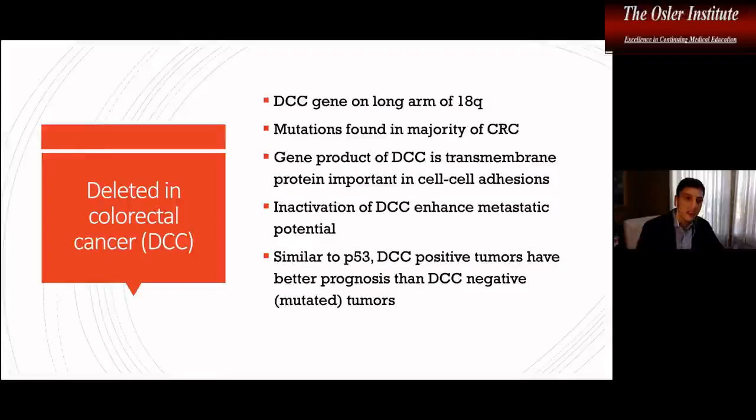Another is deleted in colorectal cancer, DCC. This is a gene on the long arm of chromosome 18, 18q. Its mutations are found in the majority of colorectal cancers. The product of DCC is a transmembrane protein important in cell-to-cell adhesions. Inactivation of DCC enhances metastatic potential. And similar to P53, DCC-positive tumors have a better prognosis than DCC-negative or mutated tumors.